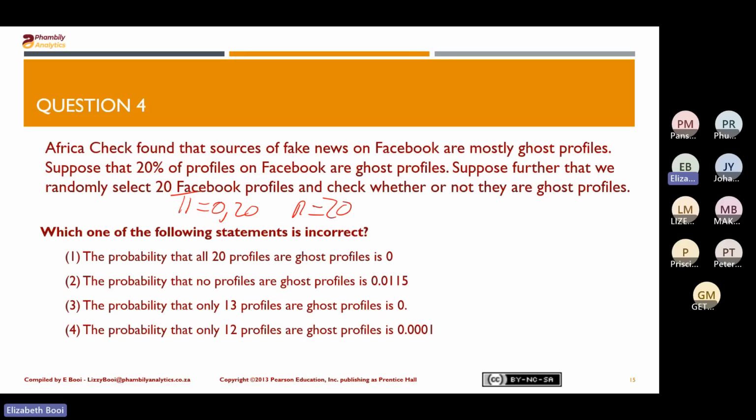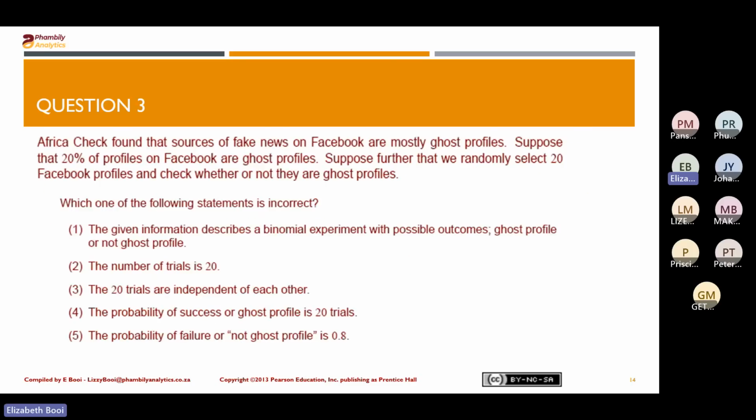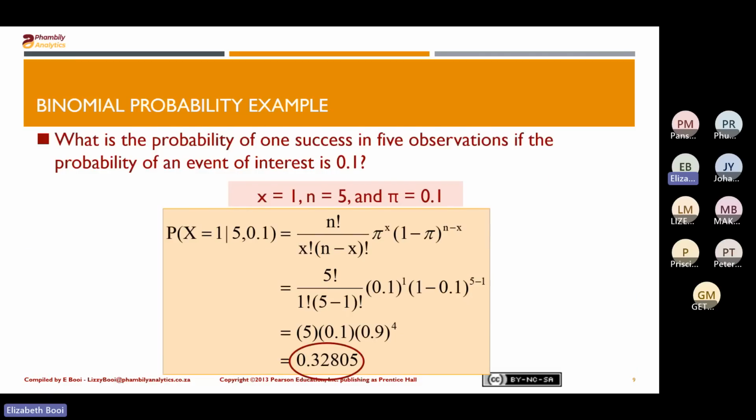The first statement says the probability that all 20 profiles are ghost profiles is 0. What are they saying? The probability that X is equal to 20 is 0. So what is the probability of X equals 20? You have to go to the table and look for n of 20. Let me see if the table that I have here has 20.